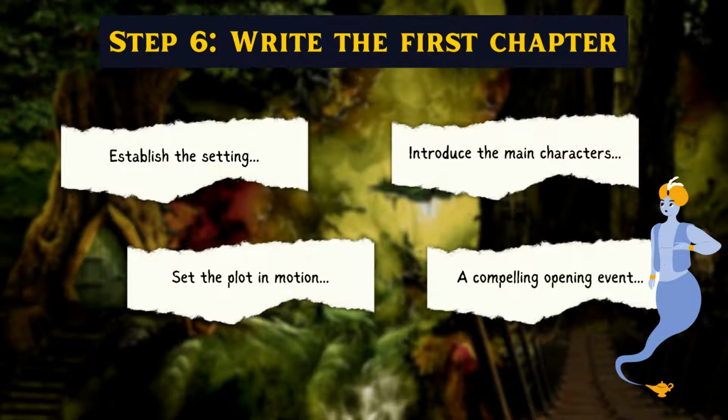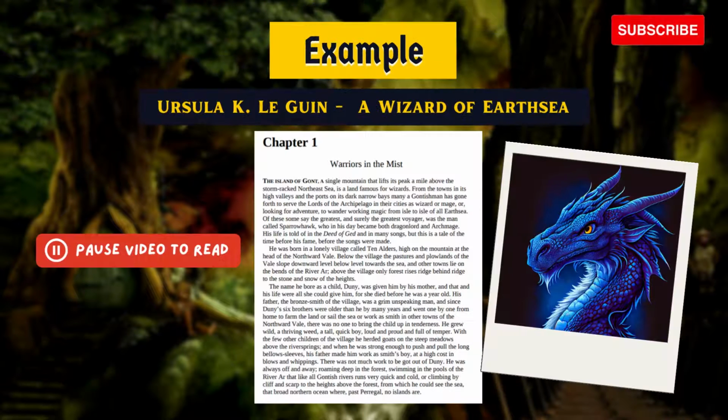Take inspiration from authors like Ursula K. Le Guin, whose first chapter in A Wizard of Earthsea captivates readers with its vivid description of the magical island of Gont, and the mysterious shadow that haunts the protagonist.